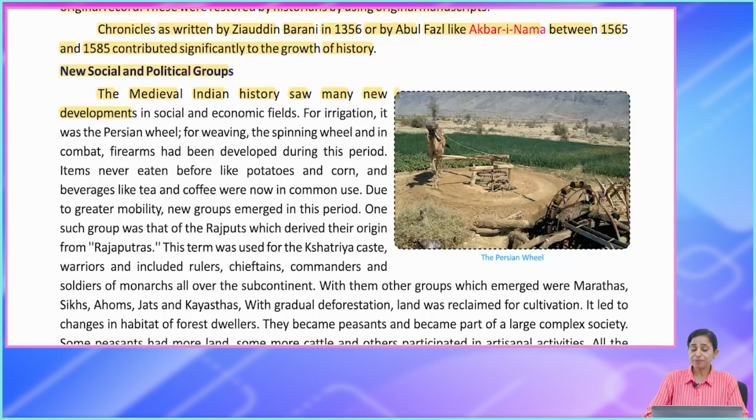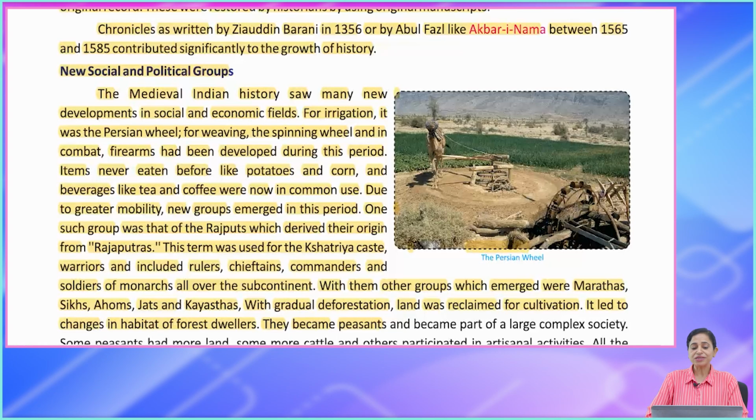New social and political groups: the medieval India history saw many new developments. In social economic fields, for irrigation it was the Persian wheel, for weaving the spinning wheel, and in combat firearms had been developed during this period. Items never eaten before like potatoes and corn and beverages like tea and coffee were now in common use. Due to greater mobility, new groups emerged in this period.